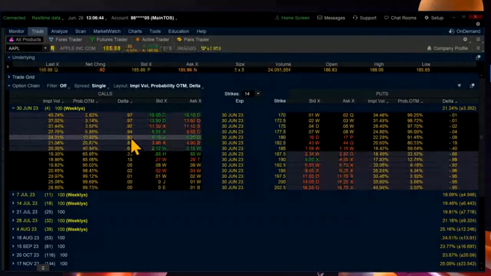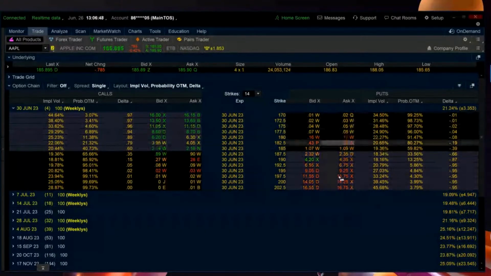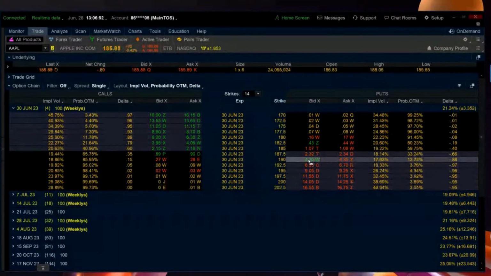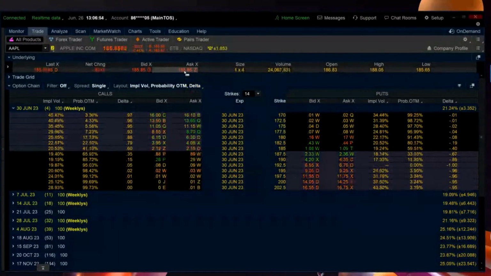So the key in here is which one do you do and when. On the put side, by the way, same thing. The 190 put, how much is it in the money?